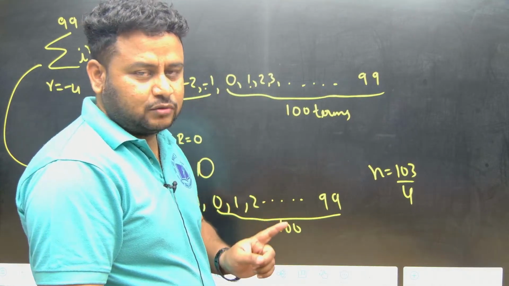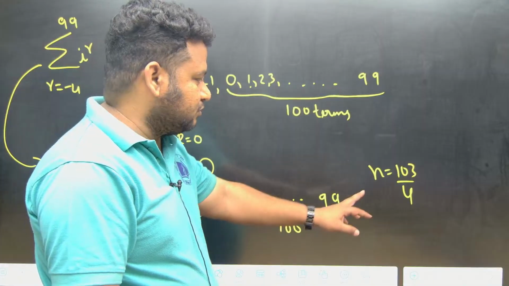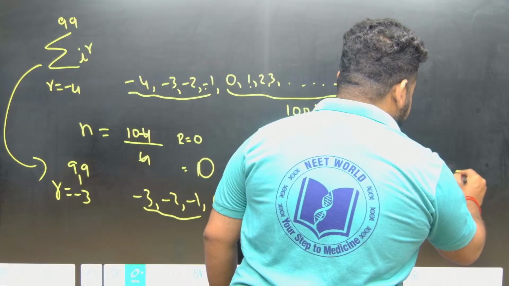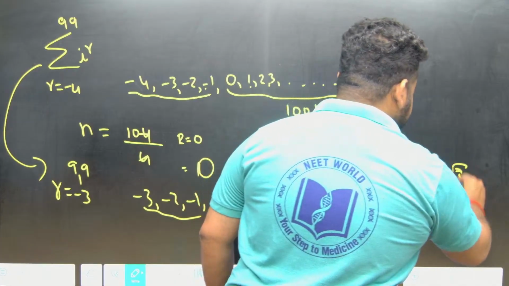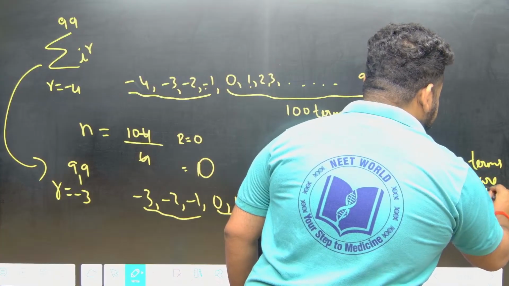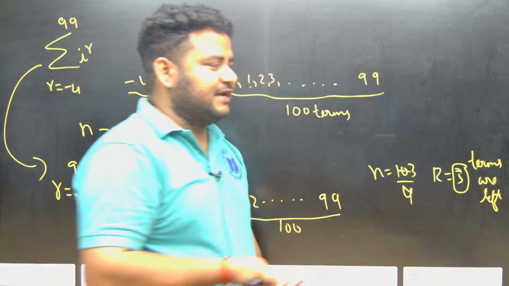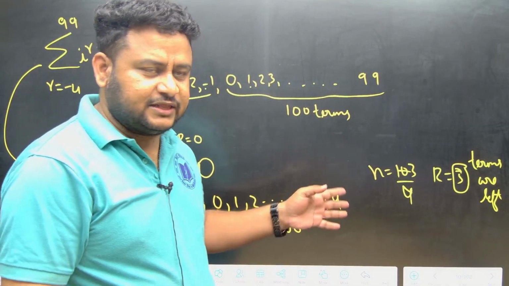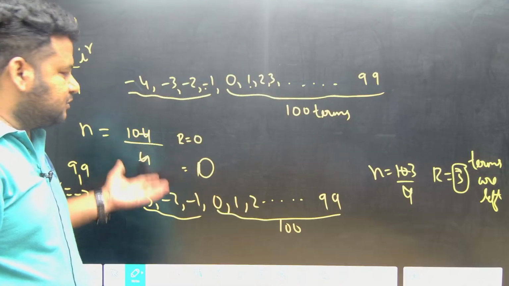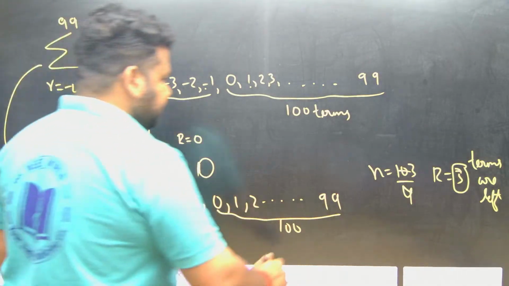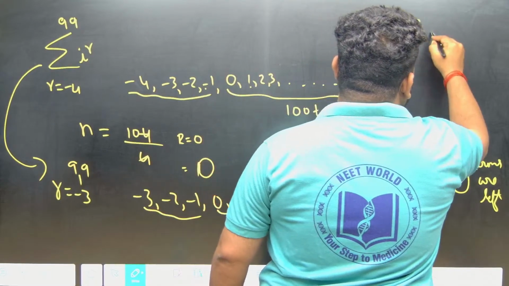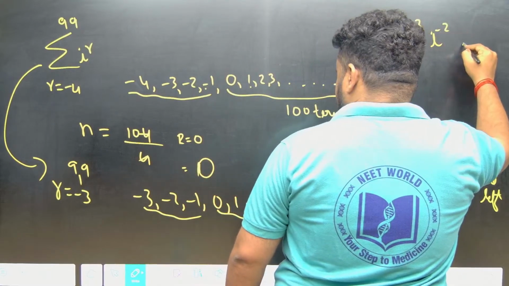See, 102 is not divisible by 4. All even numbers are not divisible by 4, so you have to know. So here the remainder will be 3. So how many terms are left? 3 terms are left. 3 terms can be in the beginning or in the ending. But for simplified purpose, I will take the beginning terms itself. So what are the beginning terms that I have? They can be i power minus 3, i power minus 2, i power minus 1.